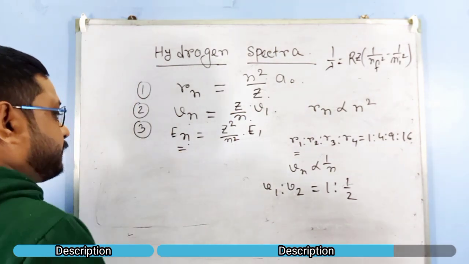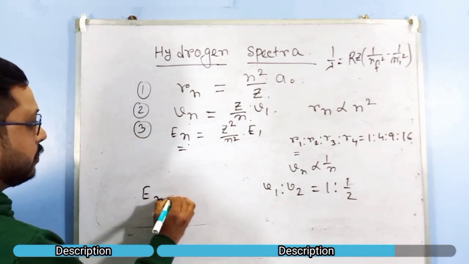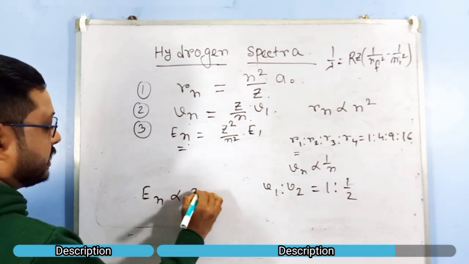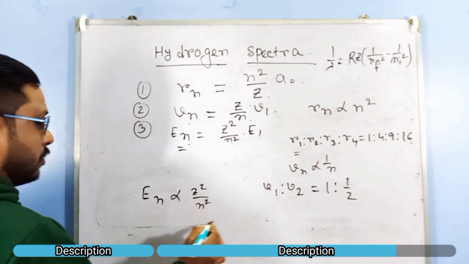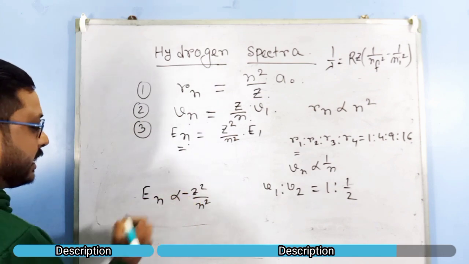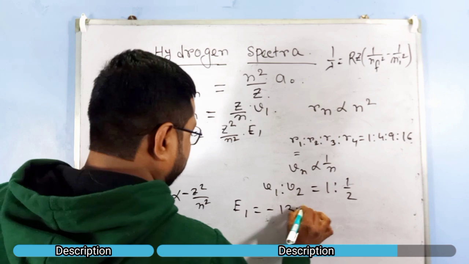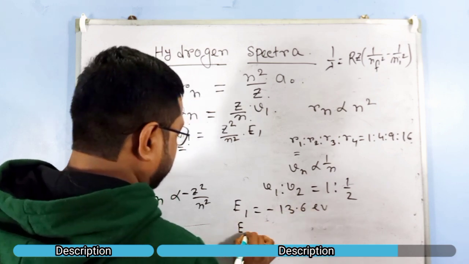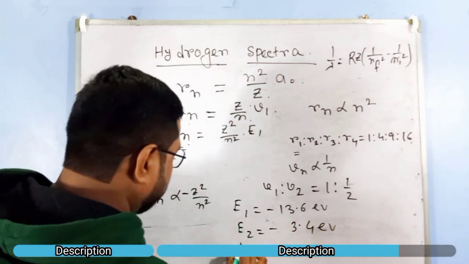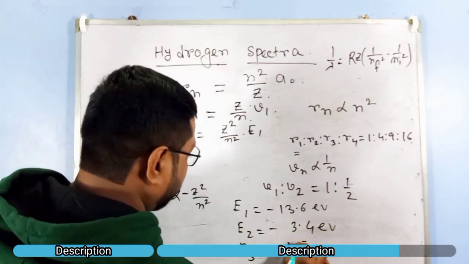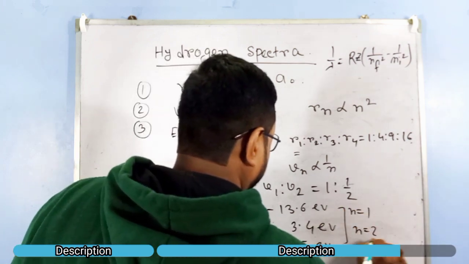And what about the energy? Energy En, we know, is proportional to Z squared by n squared, and obviously with a negative sign. So if we take n equal to 1, E1 equals minus 13.6 eV, E2 equals minus 3.4 eV, E3 equals minus 1.5 eV and so on. This is for n equal to 1, n equal to 2, n equal to 3.